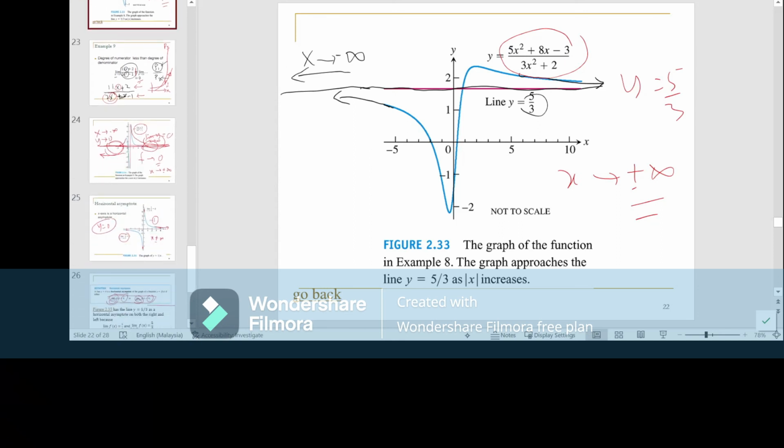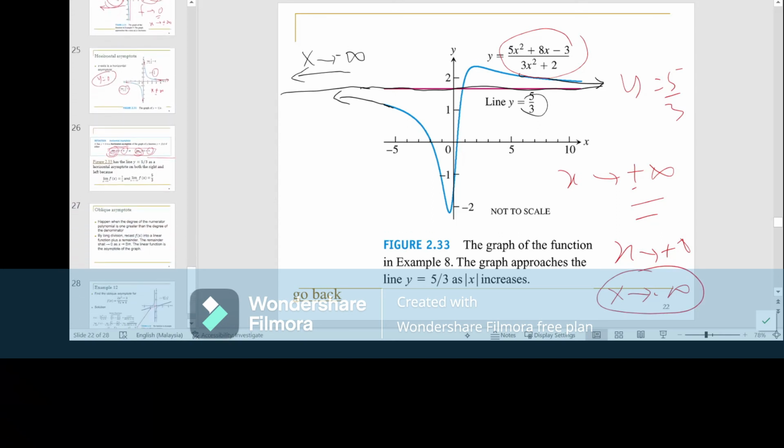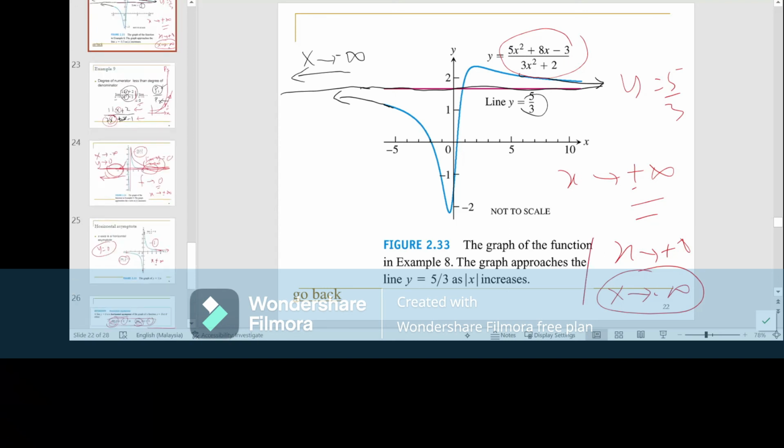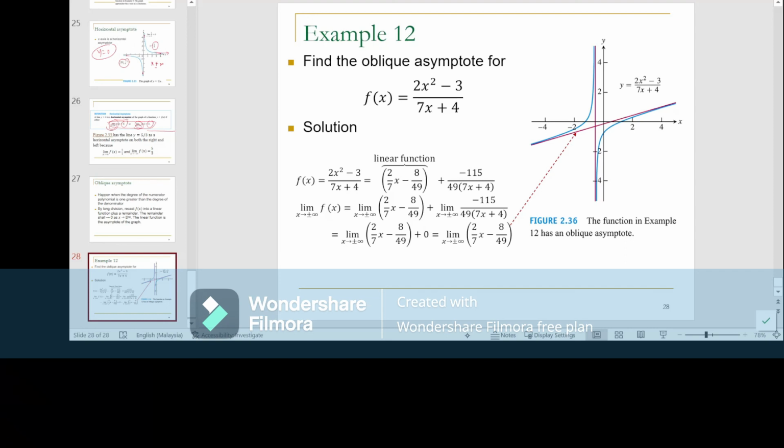That is, it is possible that when x tends towards positive infinity, the horizontal asymptote may be different from the horizontal asymptote that happens when x tends to negative infinity. In general, this is possible, but we are not going to show any example of this sort.